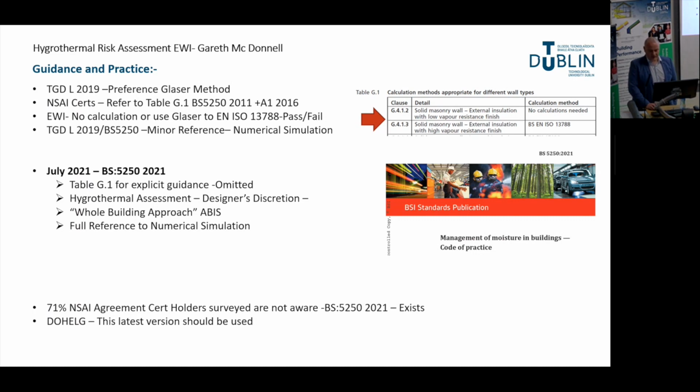Whilst a full reference to numerical simulations is indicated in the 2021 version, the method of hydrothermal risk assessment is left to the designer's discretion, a decision which should be based on a whole building approach. However, the outdated 2016 guidance is currently referred to on all NSAI certificates for EWI.